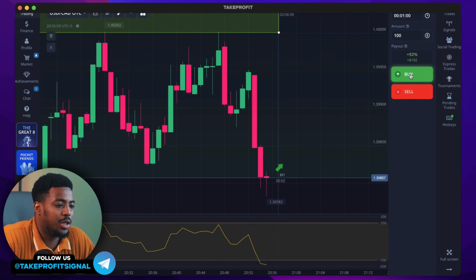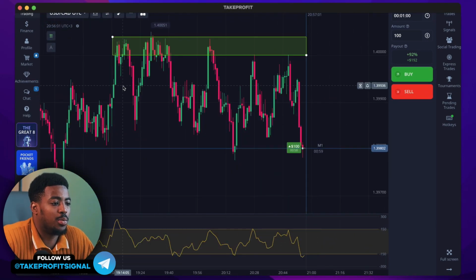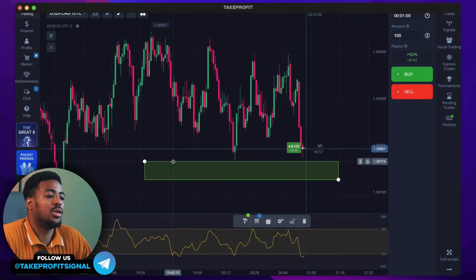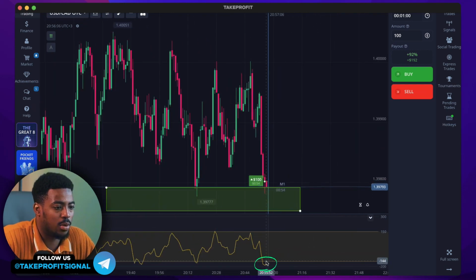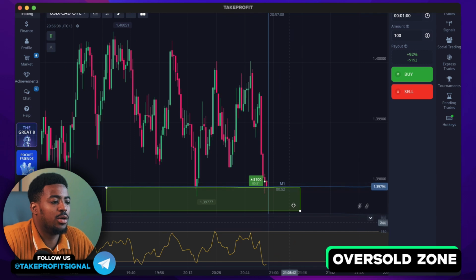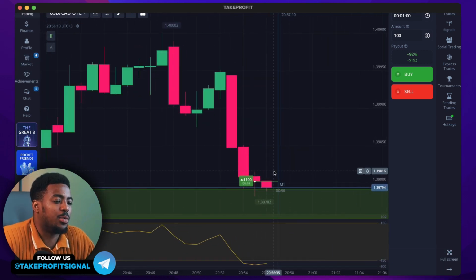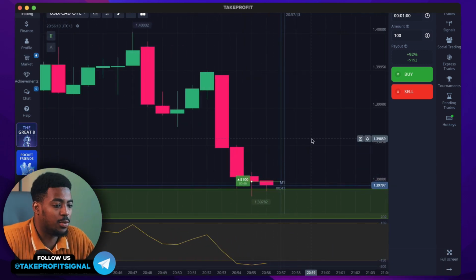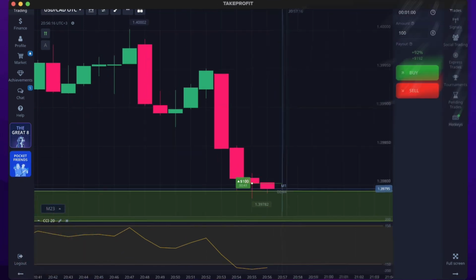Trade. Here on the upside from the support level, the CCI indicator has dropped into the oversold zone, and here we have a big shadow that is directed downwards. So let's wait for the result.